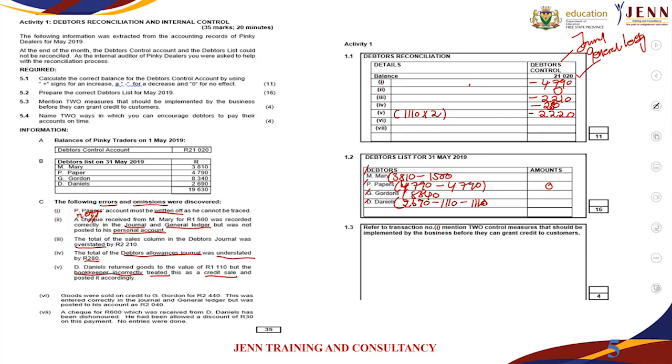And then the next one is Roman 6. It says goods were sold on credit to G. Gordon for 2,440. And this was entered correctly in the journal and the general ledger, but was posted to his account as 2,040. Any school, where are we going to record this transaction?